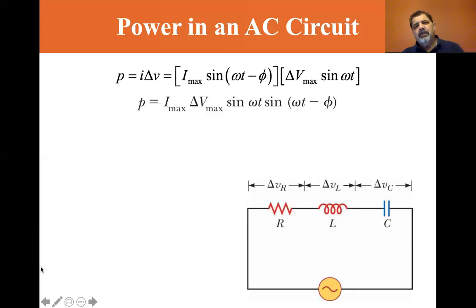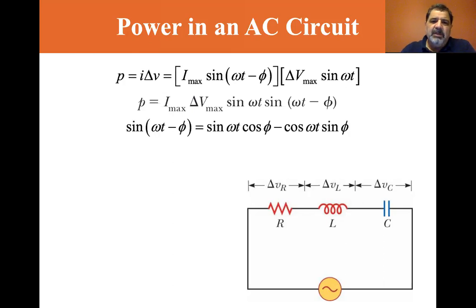The power, the instantaneous power, is equal to the instantaneous current times the instantaneous delta V. All this is lowercase because it's AC. I max and delta V max, those are the DC equivalents. That's why they're in capital letters. So P equals I delta V equals I max sine omega T minus phi times delta V max sine omega T.